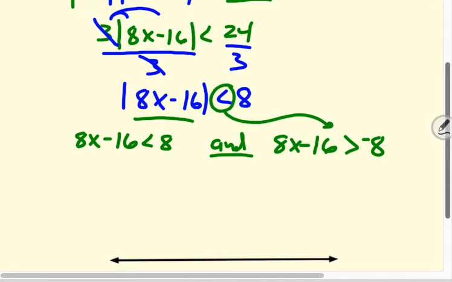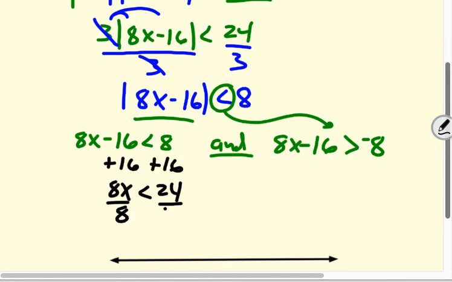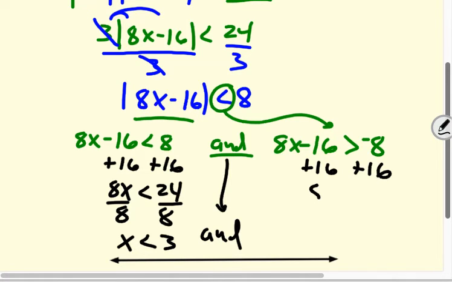So solving these two bad boys, plus 16, 8x is less than 24. Divide both sides by 8, and x is less than 3. And bringing that down, adding 16 to both sides, 8x is greater than 8. Divide both sides by the 8, and x is greater than 1.